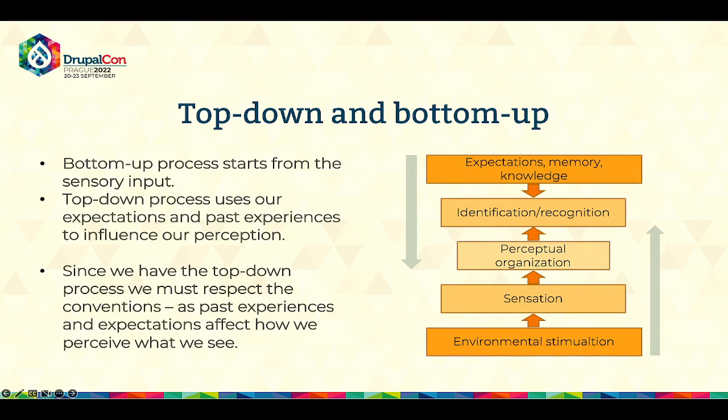We have two ways of perceiving our surroundings: top-down and bottom-up processes. The bottom-up process starts from sensory input, what we see or hear. The environmental stimulation creates sensation, and we process that in our brain, and then we create an identification or recognition of what is there. But there is also the top-down process, where we have expectations, memories, and knowledge that affect how we see things. So we build from our expectations.